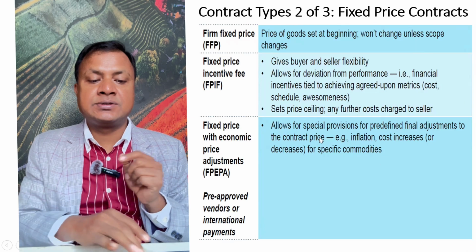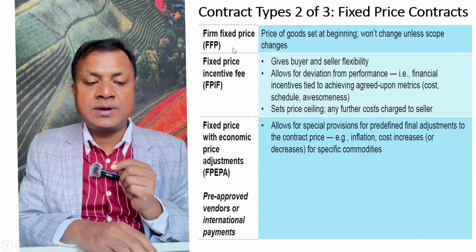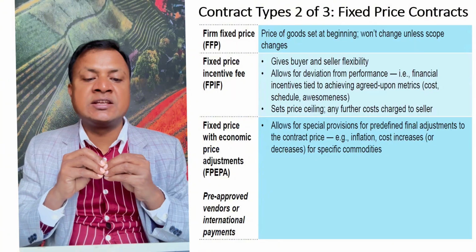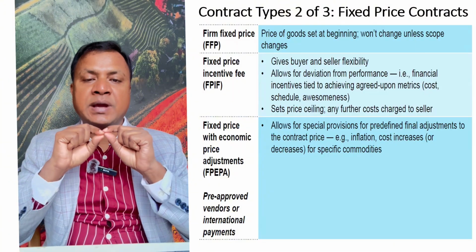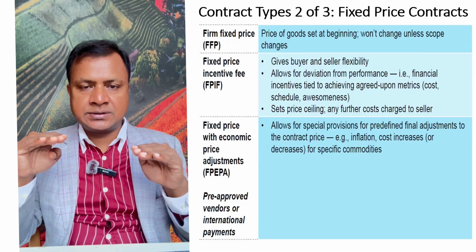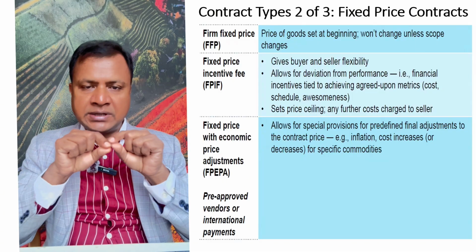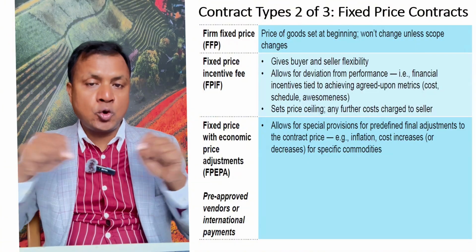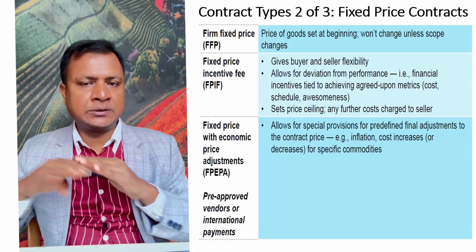Firm fixed price, FFP. Price of goods at the beginning won't change unless scope changes. So if the price is fixed, no incentive, no nothing, everything is fixed. So there will be a fixed amount provided in the agreement. If the project scope is increased, then the price will be increased, otherwise not.